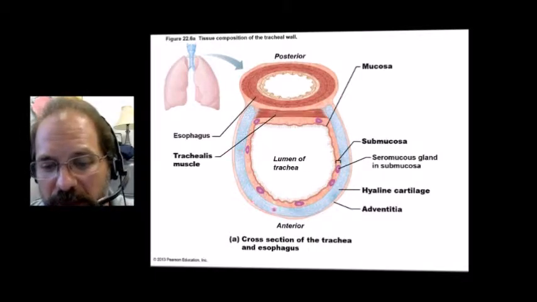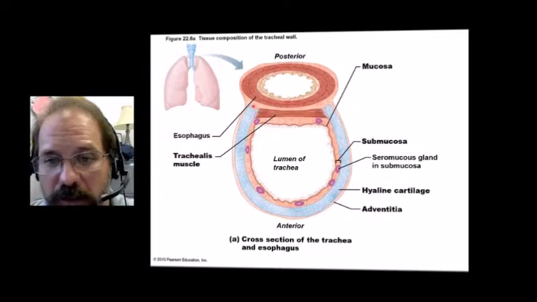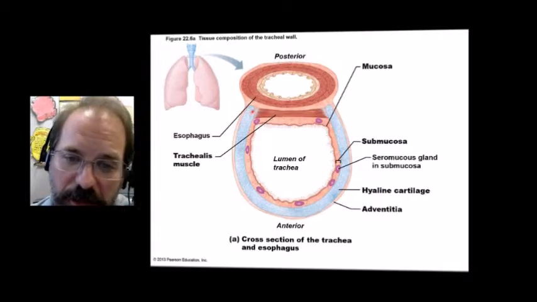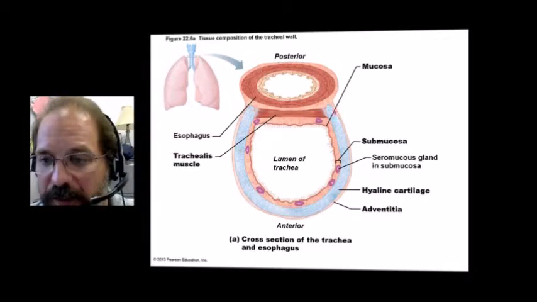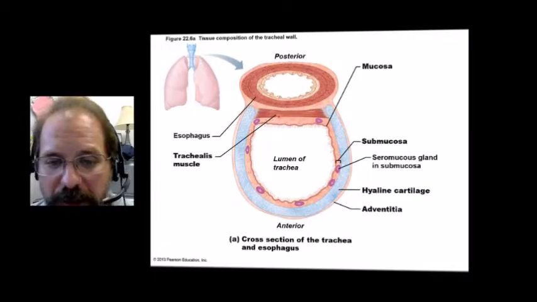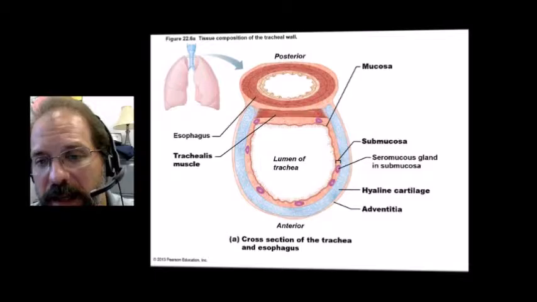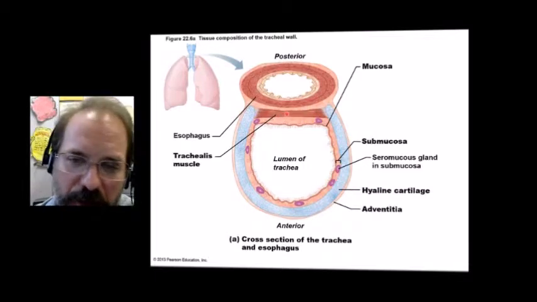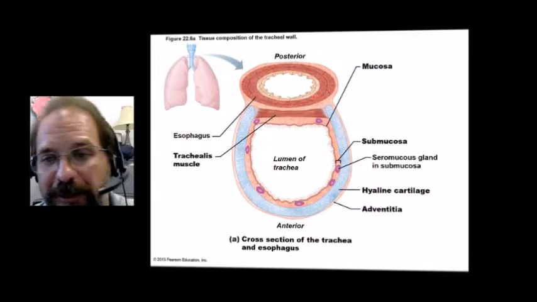Now, it's important to note that the cartilages do not totally enclose the trachea. They're not circular. They're only about maybe 60 to 70% enclosed. The back is open and flexible, and it's covered by a muscle called the trachealis muscle. And that's important because butted up against the trachea in the posterior is this structure here, which is the esophagus, which we use when we swallow.